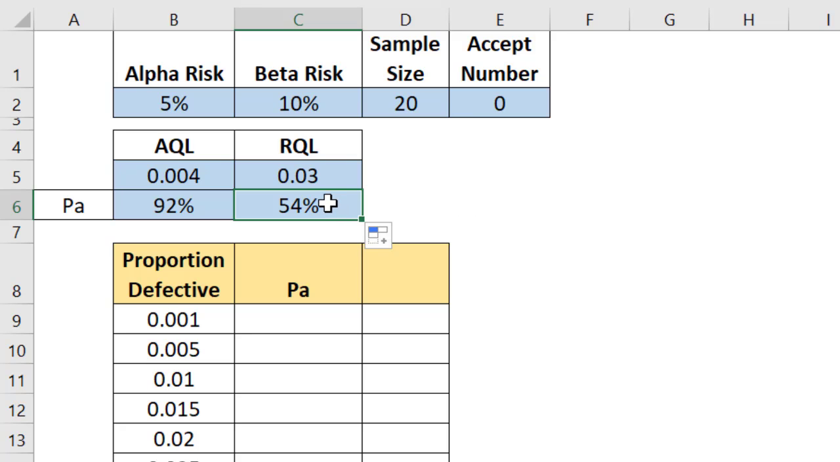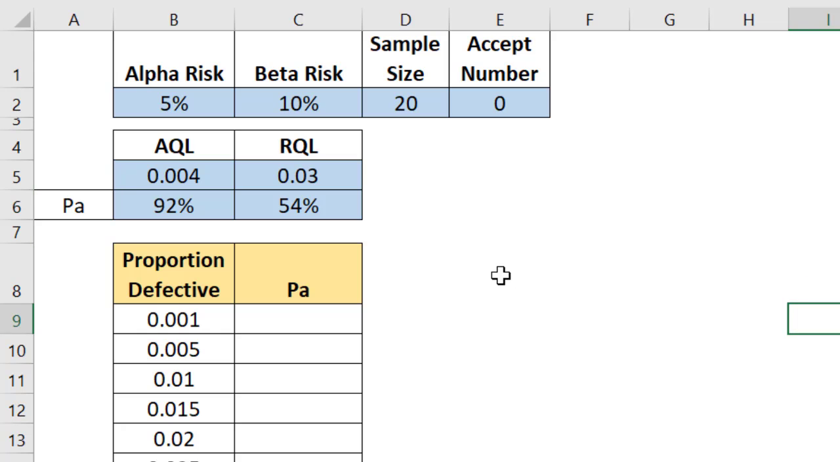Now we want this to be much lower than this. So we will have to change these numbers. But before that, let us generate the operating characteristic of this sampling plan. X-axis will be proportion defective and y-axis will be probability of accepting a lot with a given sample size.